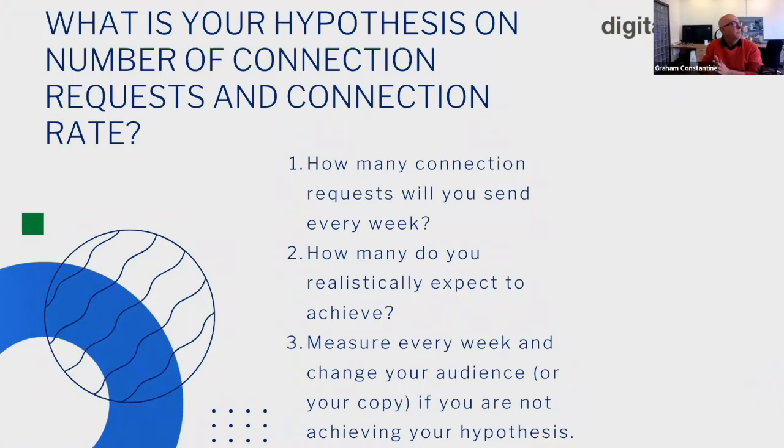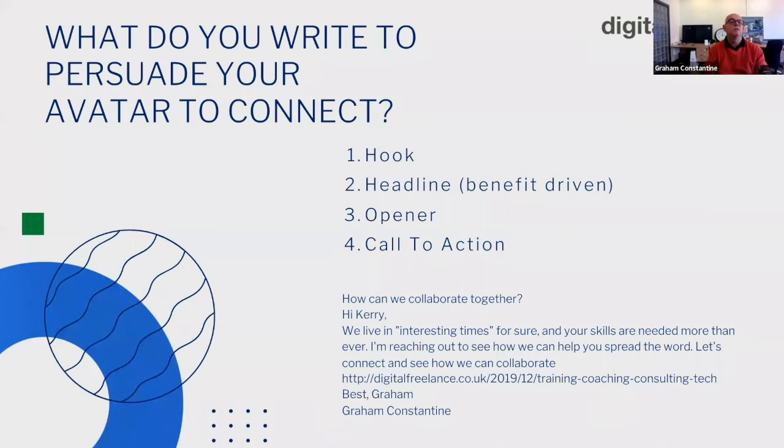Typical benchmarks are around 10%. The highest we ever got was 56% for a very large IT company that was reaching out to its partners. Just set a number though, and then measure it every week, and either change your audience or your copy if you're not achieving your hypothesis. They're the 2 variables in this. And so that's the audience bit.